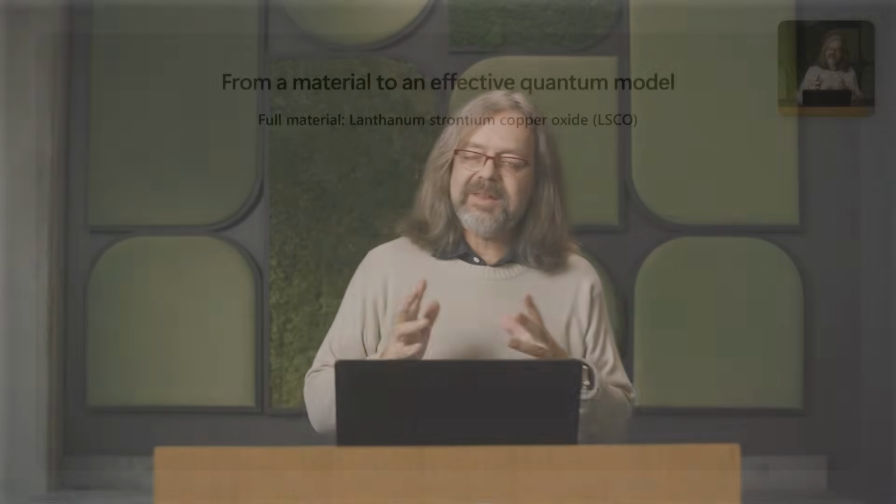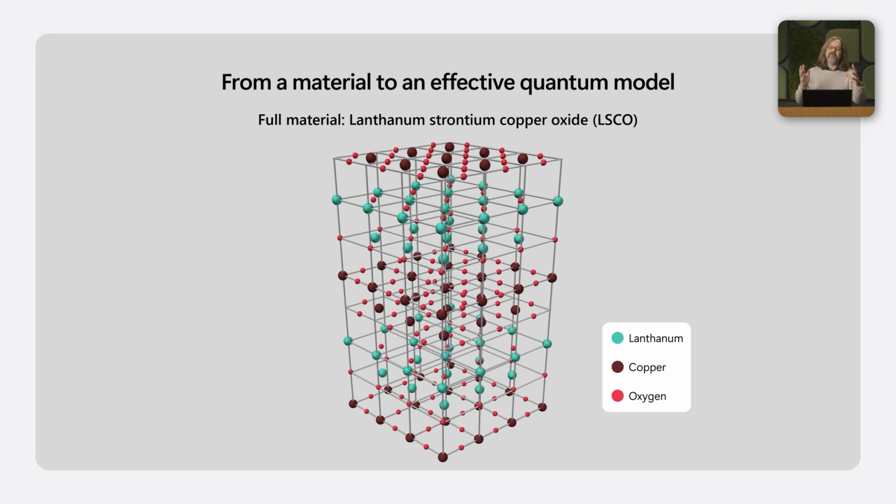But first, I have to generate quantum data so that I can train the AI. And there, simulating the full molecule, the full material, can be costly. So the question is, can I do it more cheaply? And one technique that has often been used in quantum physics is to simplify the models. Simplify the model describing a material, a molecule, to a so-called effective model that is simpler than the full one, but still captures all the relevant physics.